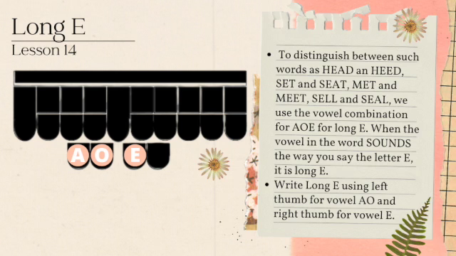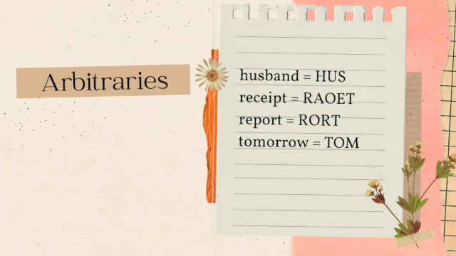The long E sound is to distinguish between words such as head or heed, set and seat, met and meet, sell and seal. So we use the vowel combination A, O, and E for long E. Okay? When the vowel in the word sounds the way you say the letter E, then it is long E. We have here arbitraries for lesson 14: husband, receipt, report, and tomorrow.